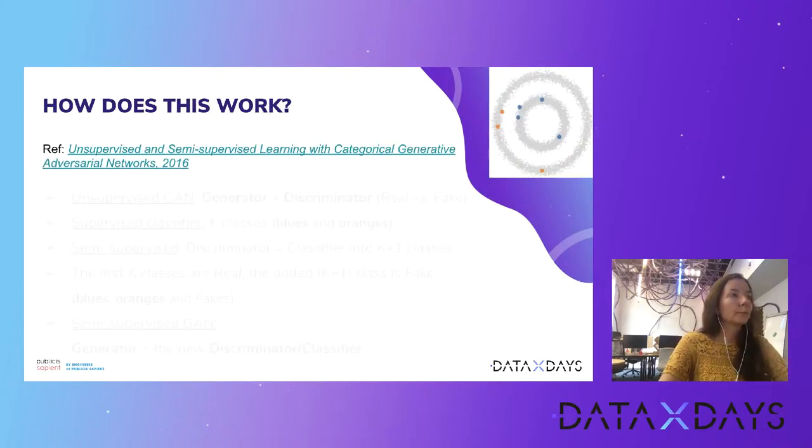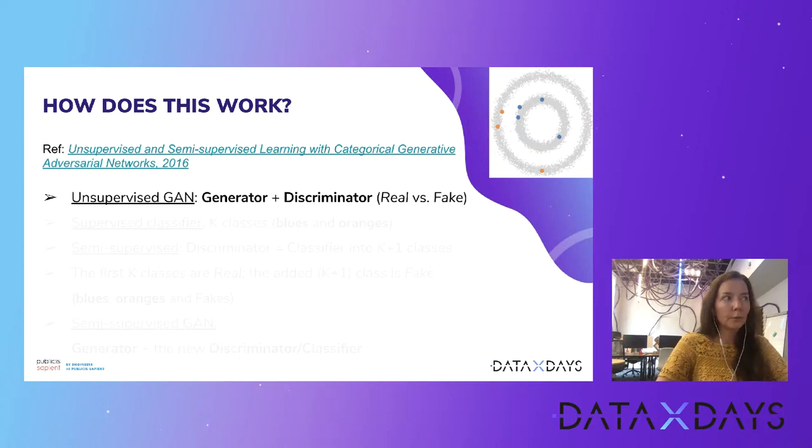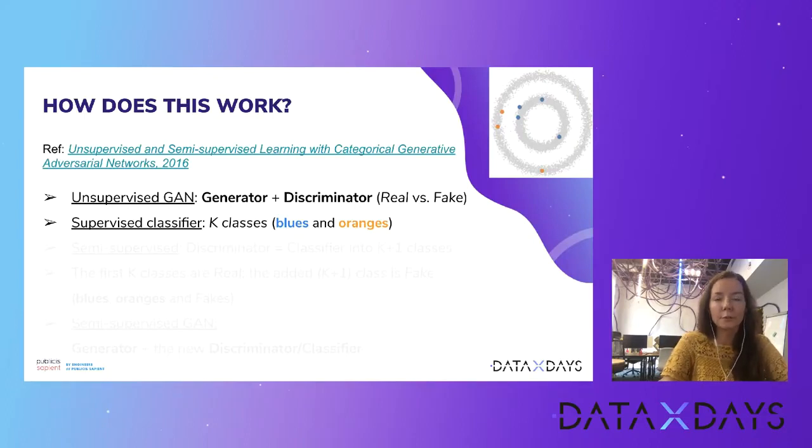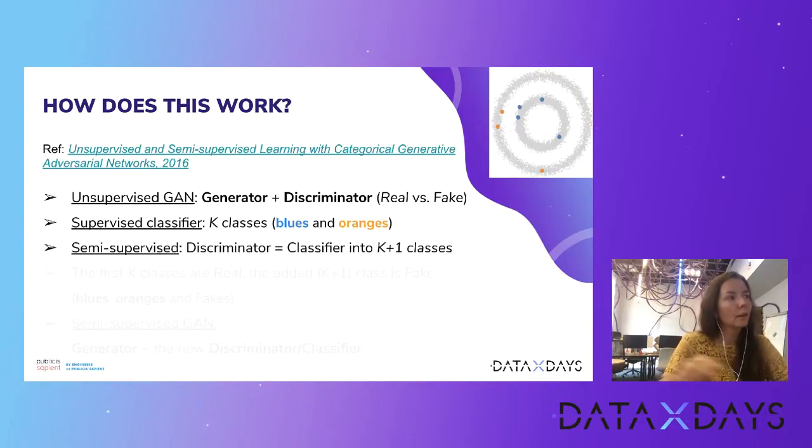Okay, so we already talked about the unsupervised GAN that comes with a generator and a discriminator that is trained to discriminate between real and fake. Now, in a typical supervised image, or actually, not just images, classifier, we would have k classes as the output. So here we have just 2 classes, blues and oranges.